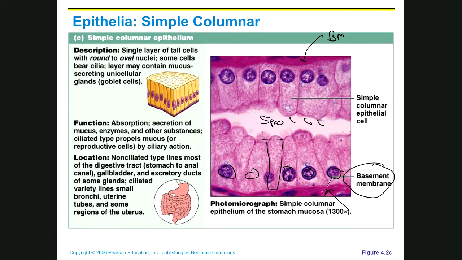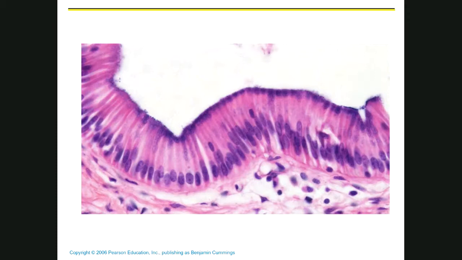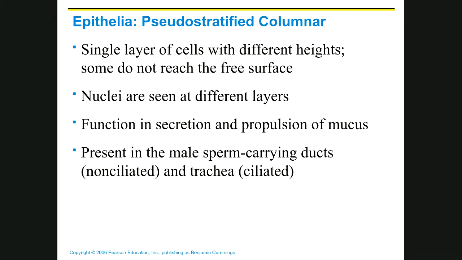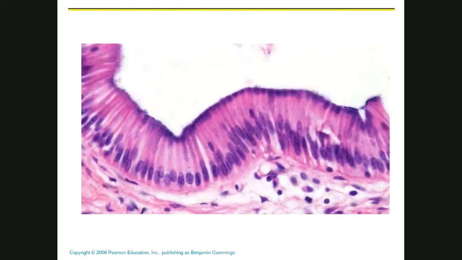So, simple columnar. Same thing here. Here's our basement membrane. Here's our apical surface. These tall, skinny cells with these oval-shaped nuclei. Any questions about simple columnar?